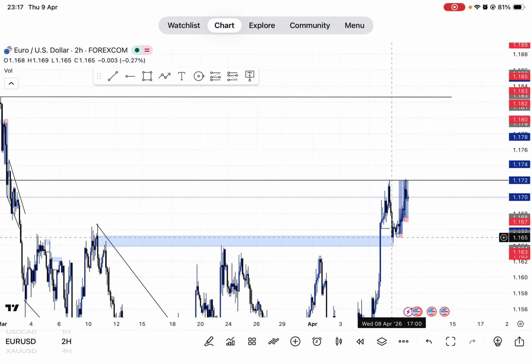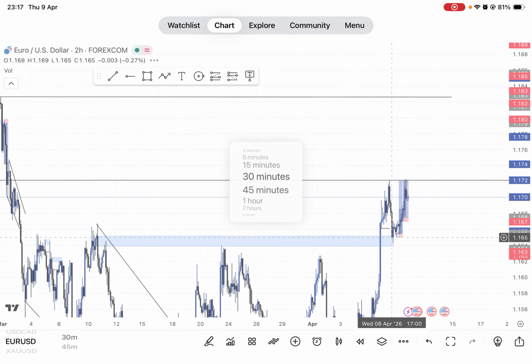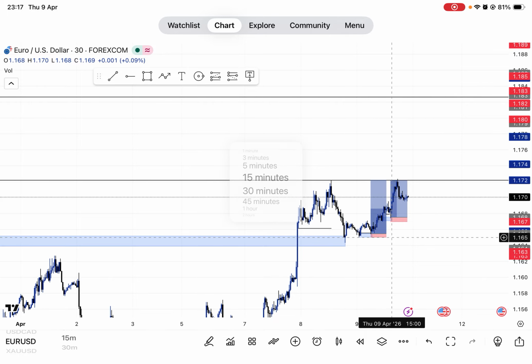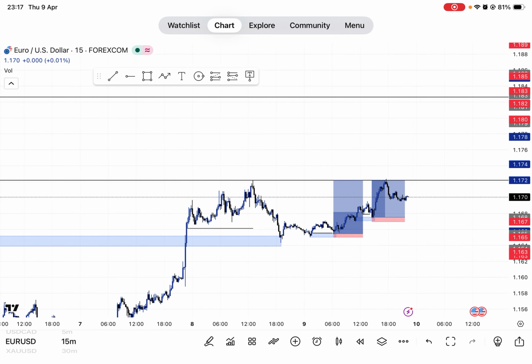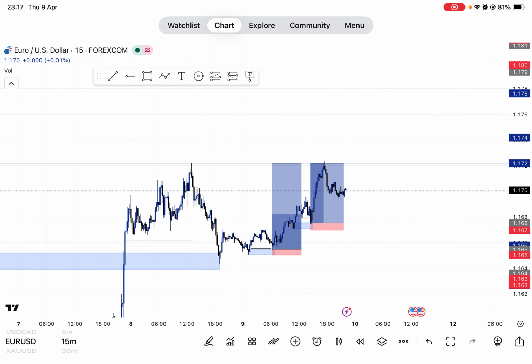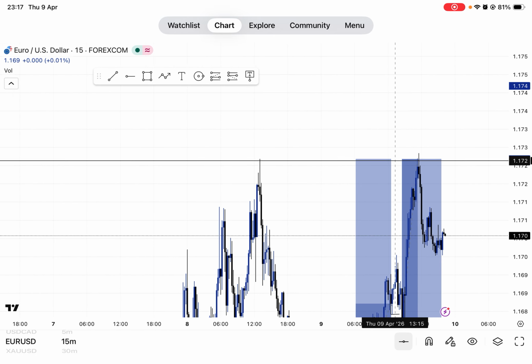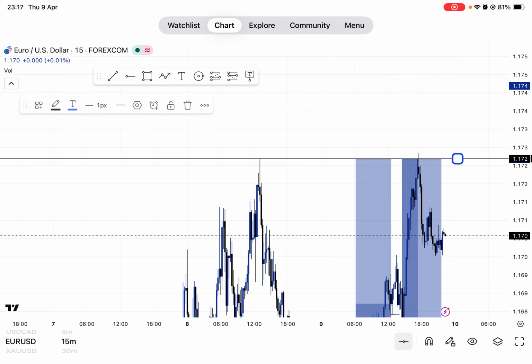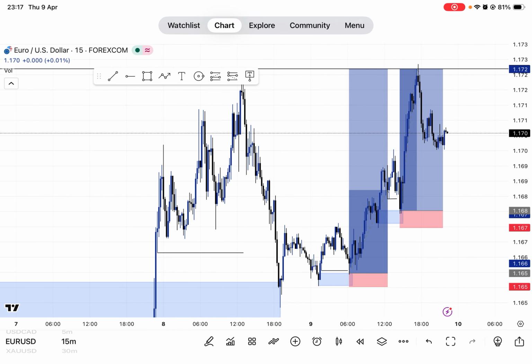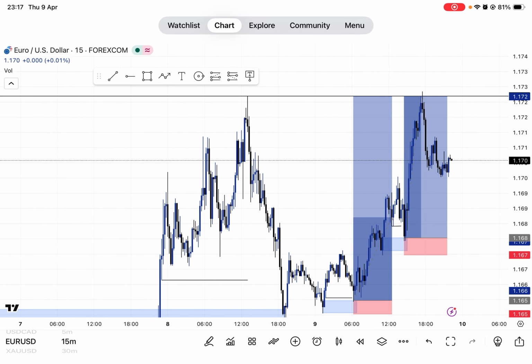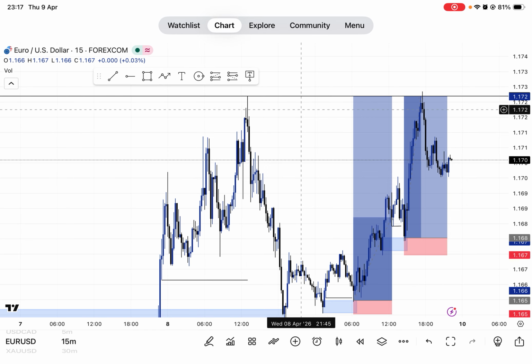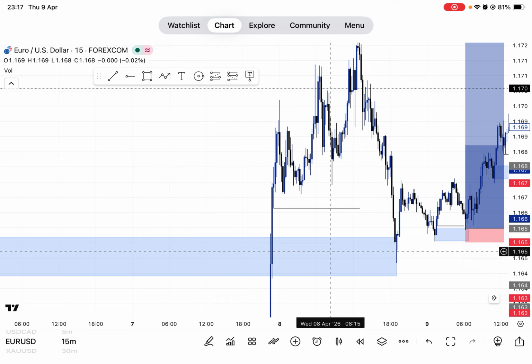Now what do I do? I go down to the lower time frame, I scale down to my 15 minutes. Let's go to the 15 minute time frame. First things first, you mark out this high that price created. That will be your target for any entry you are looking for on the lower time frame, because this is the last high that price created before triggering this point of interest here.